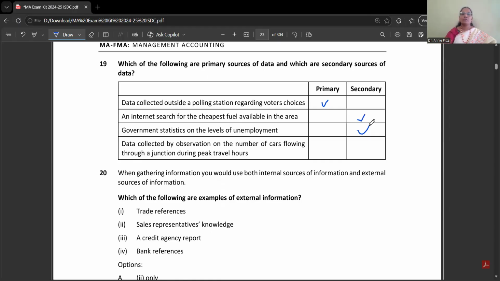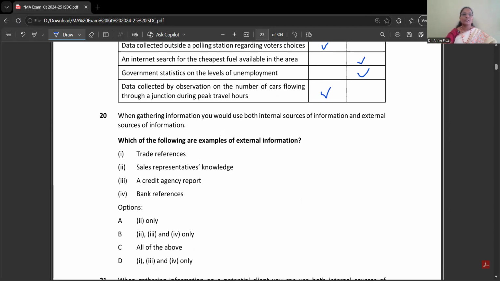Data collected by observation on the number of cars flowing through a junction during peak travel hours. What are they observing? The number of cars flowing through the junction. Whatever is happening live at that point, somebody by observation collects that information. So that becomes primary, first-hand. Okay, so this is primary. I hope that's clear. Then we move forward to the 20th question.